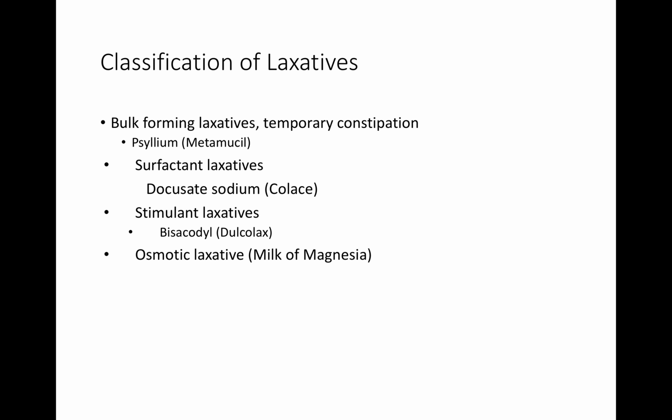Classification of laxatives. We have our bulk forming laxatives, which is for temporary constipation. That would be like Metamucil or Psyllium, whatever you want to call it. It's actually such a great one, Metamucil you can take all day long. Even though it's called a bulk laxative, if you look at what is in it, all it is is fiber. So if you know anybody that has a problem with this, you take 2 teaspoons of this Metamucil.